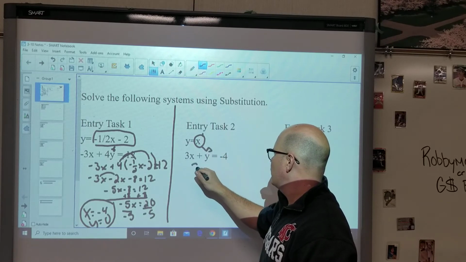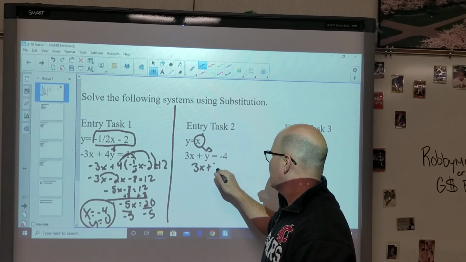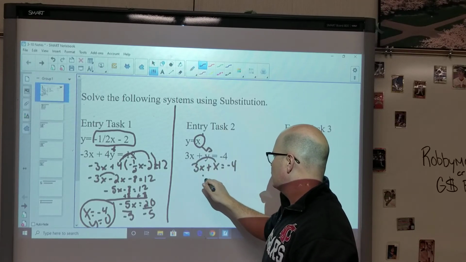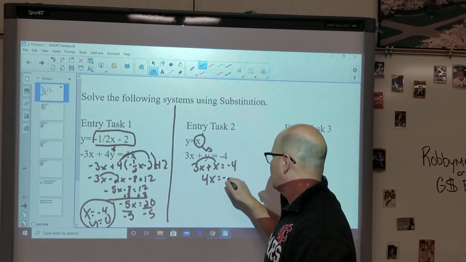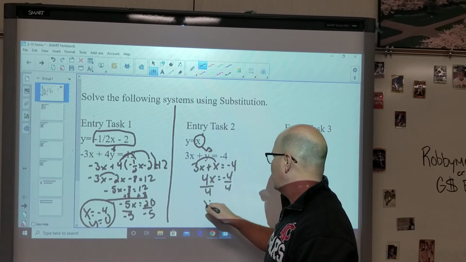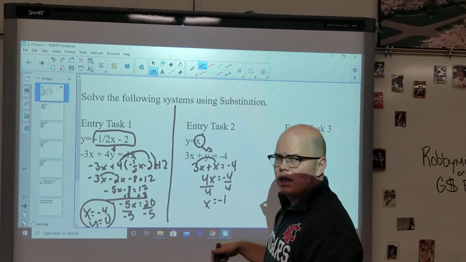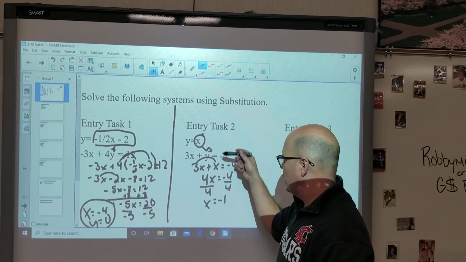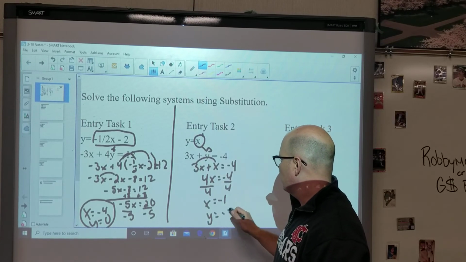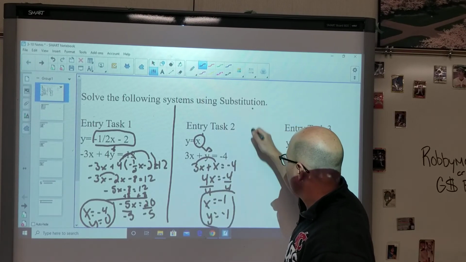So I'm left with 3x plus x equals negative 4. Combine my like terms, and I have 4x equals negative 4. Divide both sides by 4, and I'm left with x equals negative 1. And if x equals negative 1 and y equals x, then y is going to equal negative 1. And I'd be done with that one.